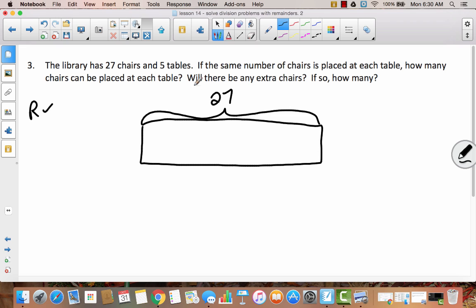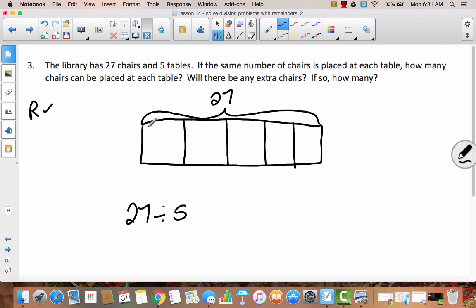So this time, I actually do know the number of groups. There are 5 groups. I'm going to go ahead and divide this into 5 parts. It's a little different because I know that there are 5 groups. I'm just trying to figure out how much is in each group this time. How many chairs can be placed at each table? Will there be any chairs? If so, how many? So there are a couple of ways to do this. First of all, if you are pretty fluent in division, you can ask yourself, what is 27 divided by 5? Or how many groups of 5 can you get out of 27?